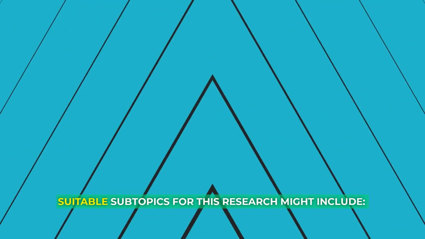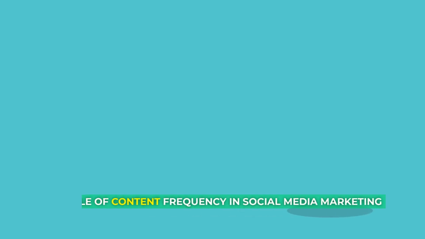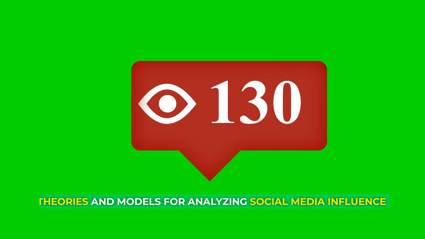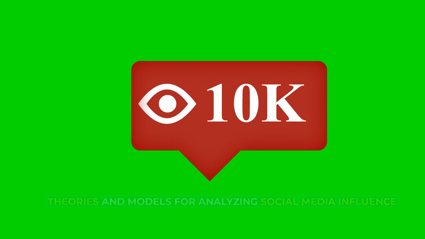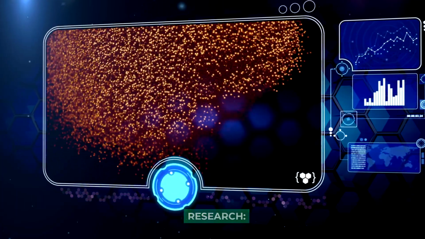Suitable subtopics for this research might include: social media and its impact on modern society, the role of content frequency in social media marketing, theories and models for analyzing social media influence. Let's briefly discuss 2 theories that can be adopted for this research.